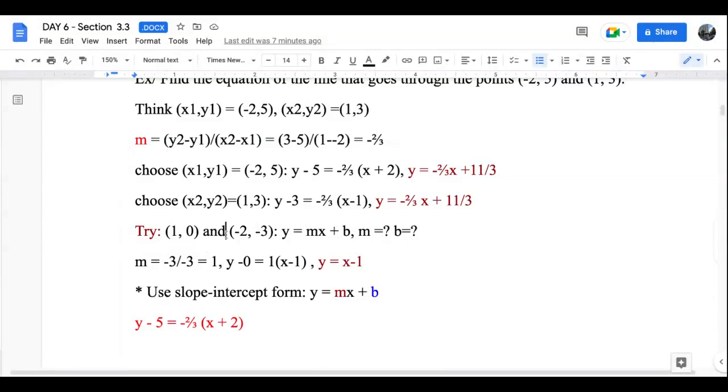Then we can use the first point or the second point, it doesn't matter. So we choose the first point to do it. y minus 0 equals the slope, which is 1, times x minus x1, which is 1. We simplify a little, and we get y equals x minus 1, the slope-intercept form. Does anyone have any questions?